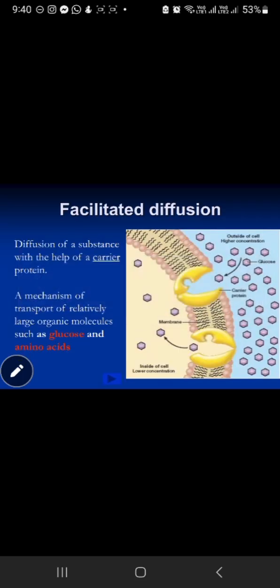That's a common question. What is facilitated diffusion? It is a diffusion, so there is no need for metabolic energy, so it is not active transport. It is a diffusion down the concentration gradient that doesn't require ATP, but yet it requires a carrier protein that allows substances to go from inside to outside or from outside to inside. Examples of large organic molecules that need facilitated diffusion are glucose and amino acids.